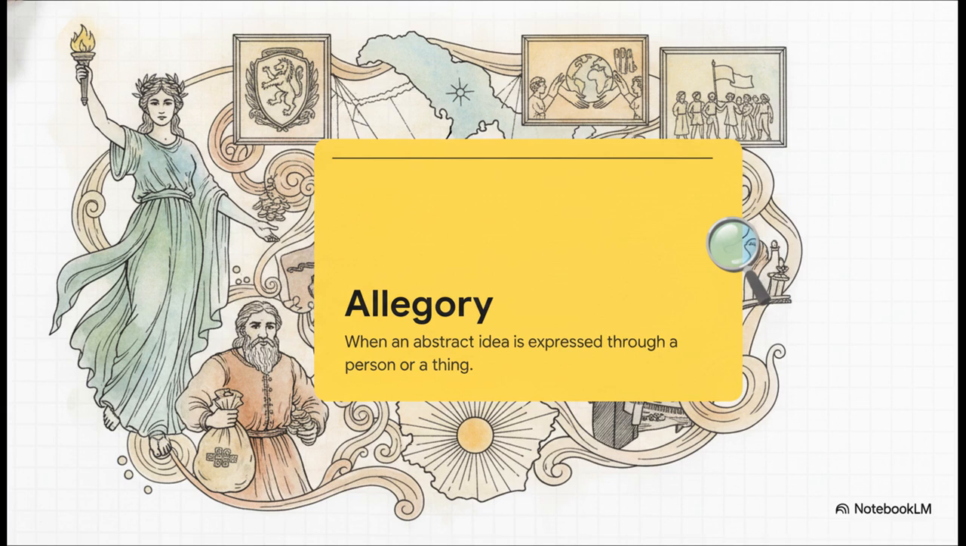To really grasp how this works, we need to quickly define a crucial art history term: allegory. An allegory is simply when an abstract idea, like freedom or greed or, in our case, a whole nation, is expressed through a person or a physical thing. So these female figures we're talking about, they weren't just pretty pictures. They were powerful allegories. They were basically entire symbolic stories packed into a single image designed to instantly communicate a shared national identity to the masses.